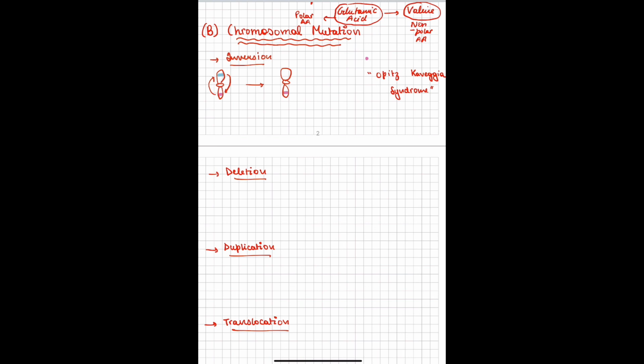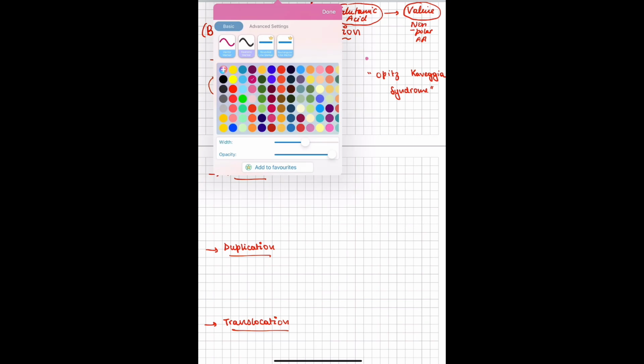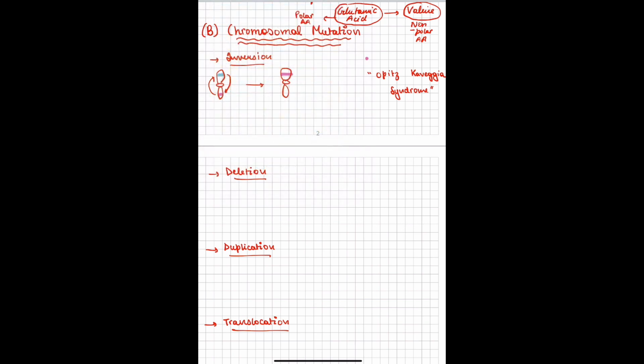The blue one is down and the pink one is up. So there is a chromosomal mutation. This type of mutation is seen in a syndrome known as Opitz-Cavalier syndrome. You just need to remember the name. No one asks you on which chromosome it occurs.